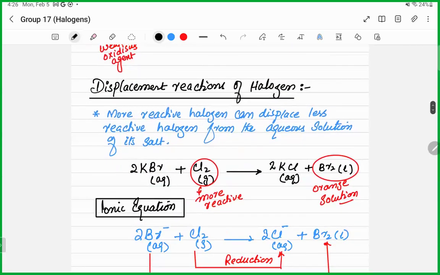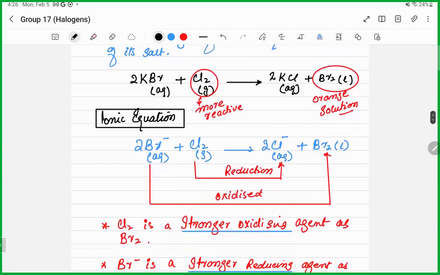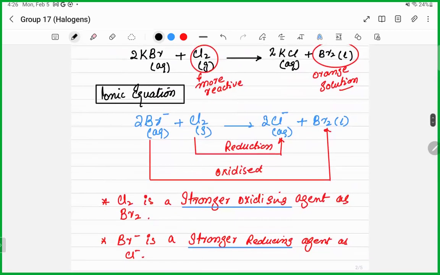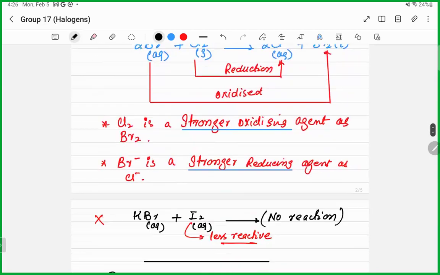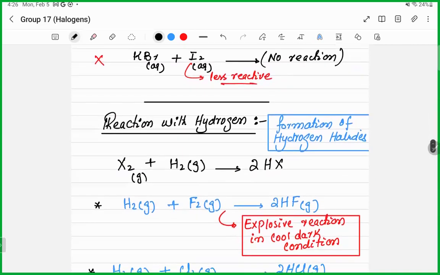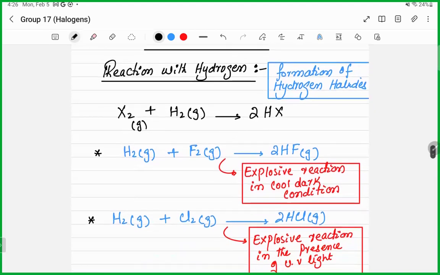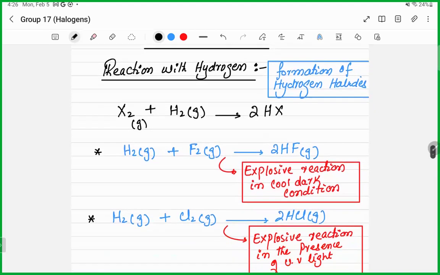Displacement reaction: a more reactive halogen can displace a less reactive halogen, और उसकी ionic equation हमने देखी और हमने देखा कि आपके पास जो है वो chlorine stronger oxidizing agent था, तो उसने Br negative को oxidize कर दिया. ठीक है? And then there would be no reaction if you are adding a less reactive halogen into aqueous solution of a more reactive halogen. And then reaction of halogen with hydrogen to make hydrogen halides. So yes, the reactions are basically depending on their reactivity, इनकी reactivity पे depend करती है.